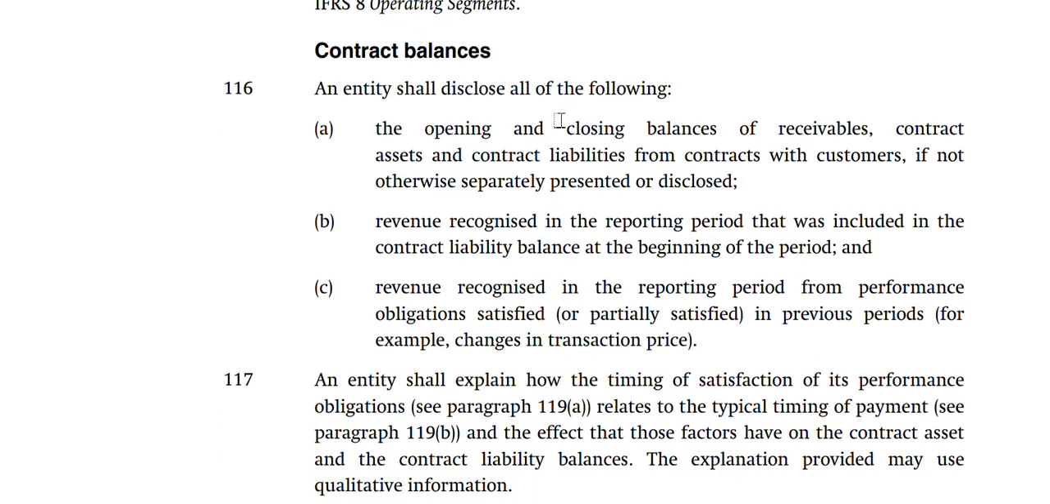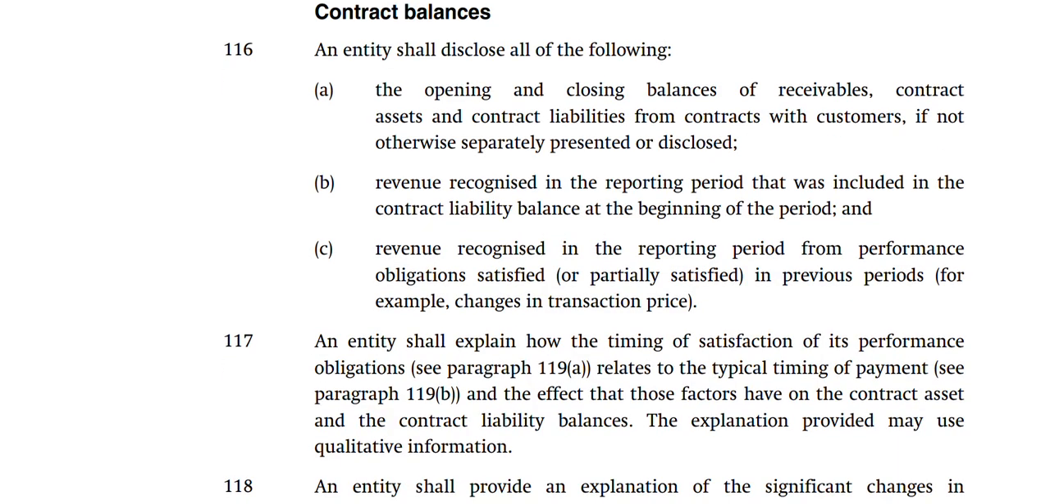Contract balances. An entity shall disclose all the following: the opening and closing balances of receivables, contract assets, and contract liabilities from contracts with customers, if not otherwise separately presented or disclosed. Revenue recognized in the reporting period that was included in the contract liability balance at the beginning of the period, and the revenue recognized in the reporting period from performance obligations satisfied in previous periods.